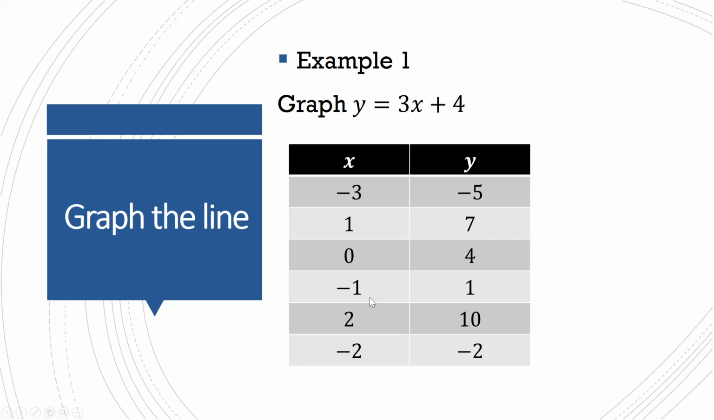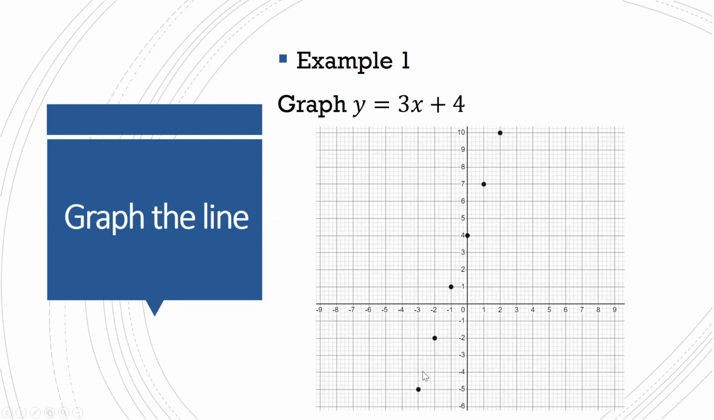If I plug in -1 for x, you get a y of +1. If I plug in 2 for x, you get a 10 for y. And if you plug in -2 for x, you get a -2 for y. So I've already calculated these. This gives us 6 different points we can plot. I've plotted those already on the Cartesian coordinate plane, or on the XY grid.